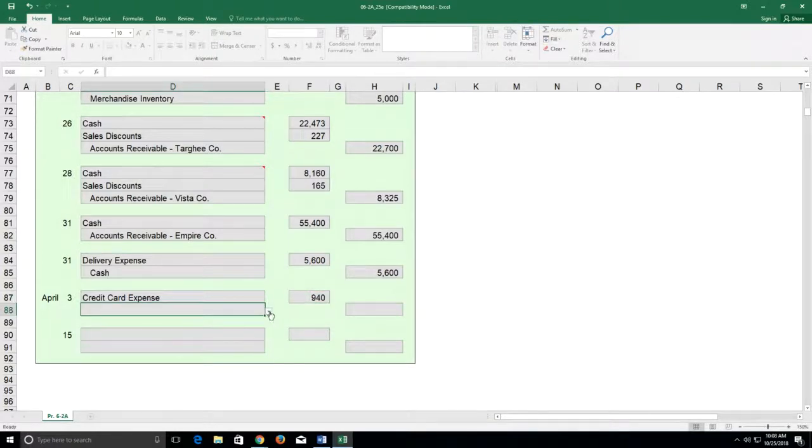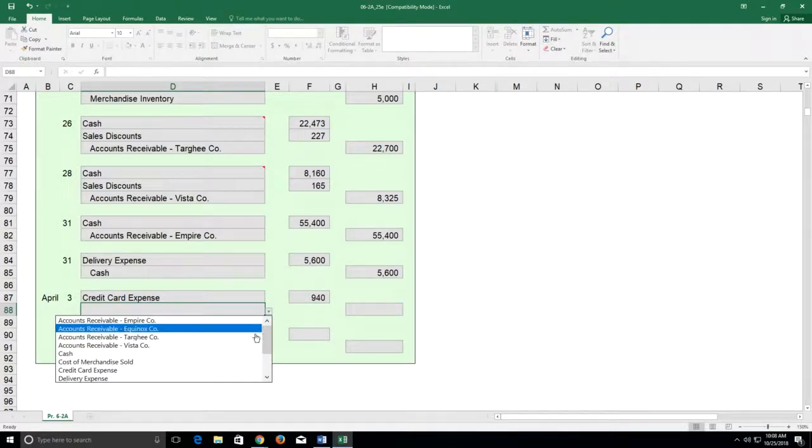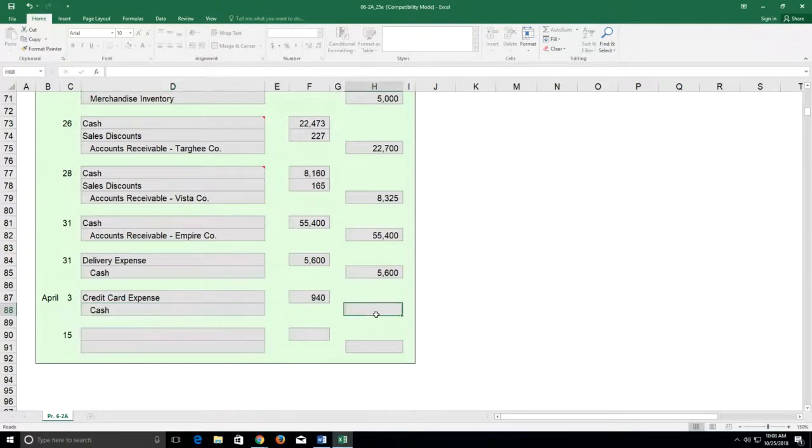Do y'all know which is the most expensive credit card for a company to use? American Express. And the second in that is Discover.